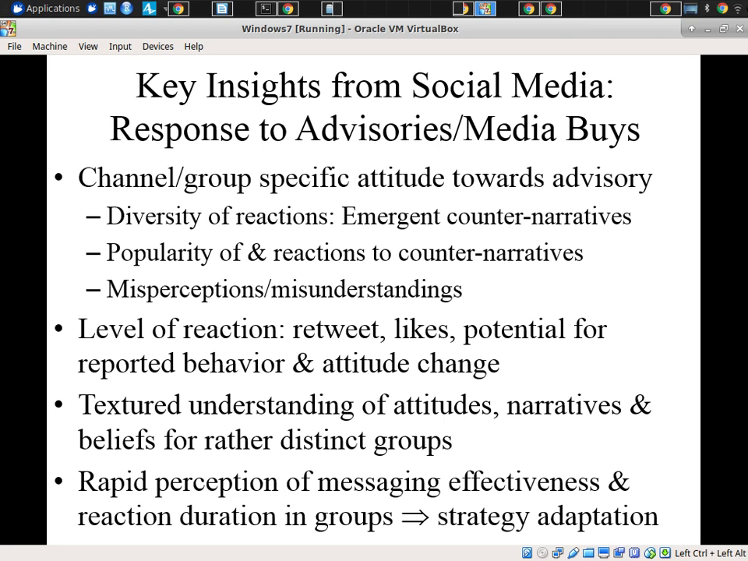How do different subgroups react? Are there snarky messages that are put out questioning that message? Are certain aspects of that message and not others amplified? How long does the effect last? How much discussion is there about it? Twitter data can provide a lot of understanding of those dynamics.